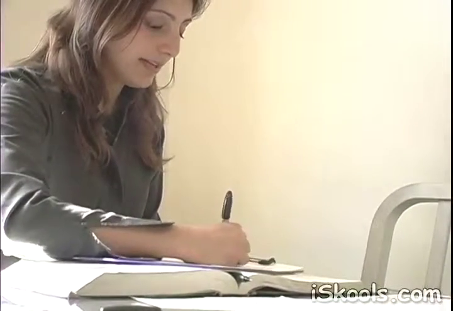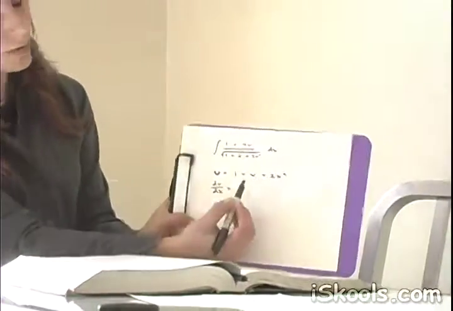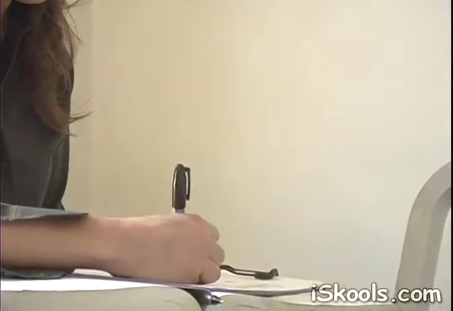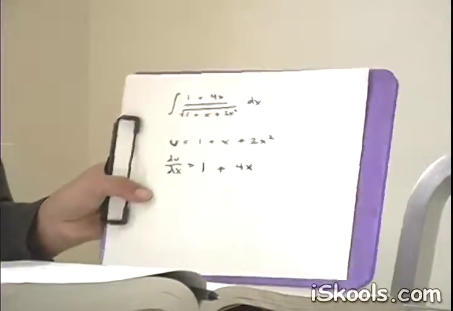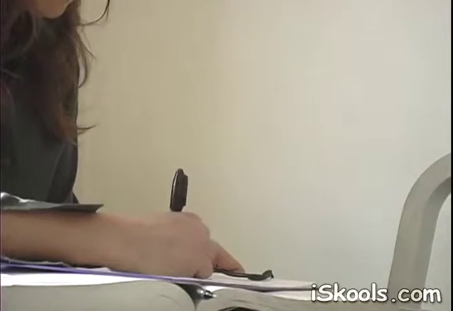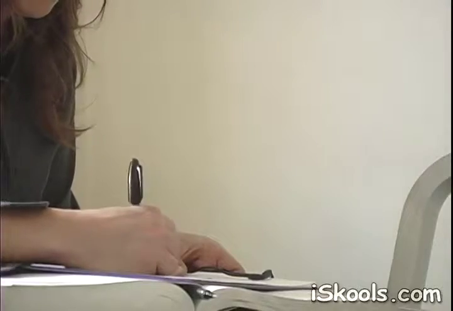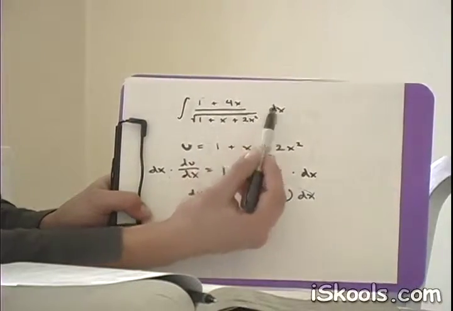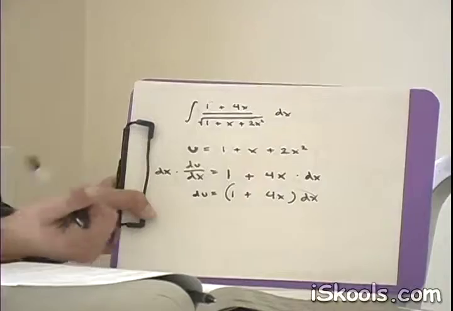du/dx would then equal the derivative of this. So that would just be 1 plus 4x. Now I want it to look like this entire portion here, so I'm going to multiply dx to the other side. Now this looks exactly like this top portion, 1 plus 4x dx, which is exactly what I wanted.